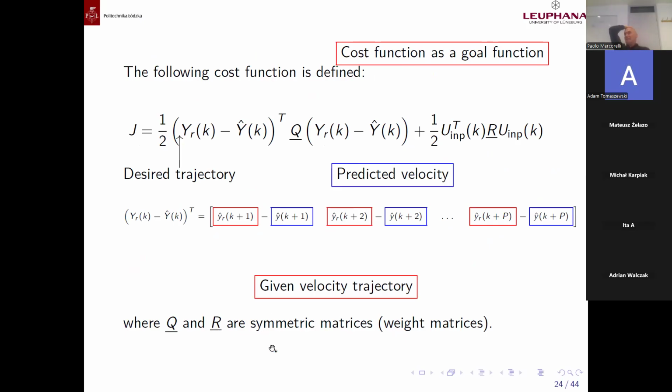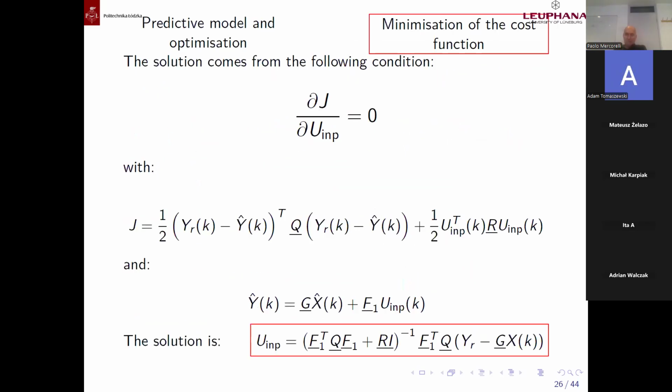Therefore, the cost function is convex, because we have the sum of two convex parts. Also here, we have a U squared, the sum of the U squared over the prediction horizon. The solution is unique. If I do this calculation, which I don't want to do exactly now.